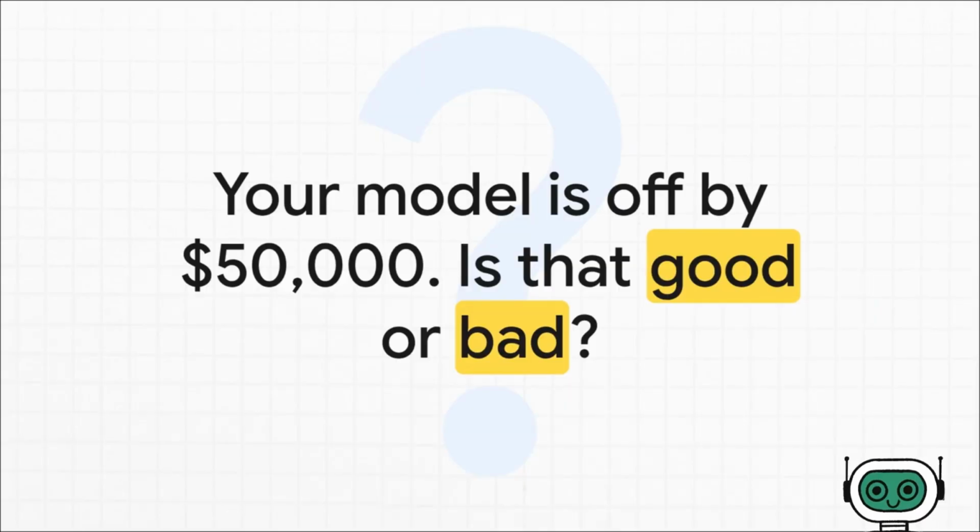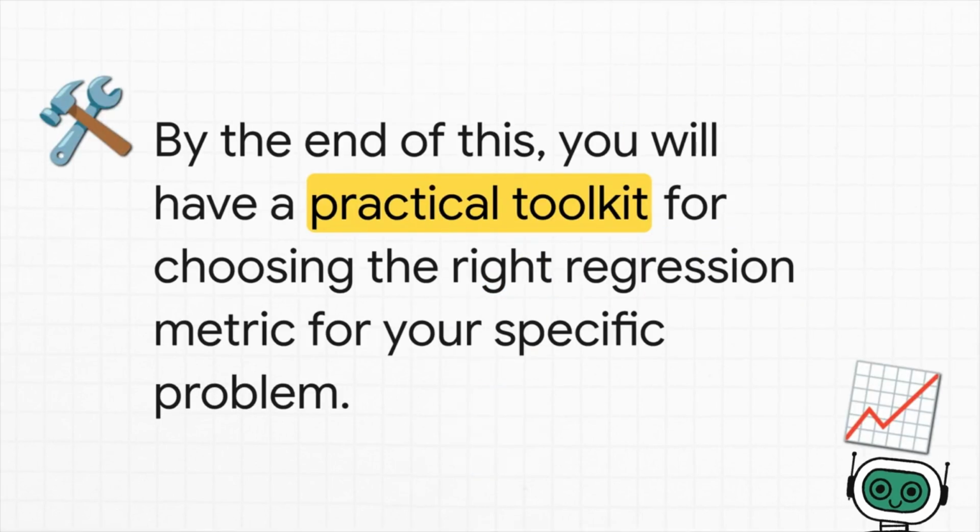Imagine your model is off by $50,000. Is that a success or a failure? Well, the honest answer is, it depends. If you're predicting the price of a multi-million-dollar mansion, that's practically a rounding error. But if it's a small condo, that's a disaster. Context is everything. And that's our goal today. By the end of this, you're going to have a simple, practical toolkit for measuring your model's performance. You'll know exactly which tool to reach for and why.